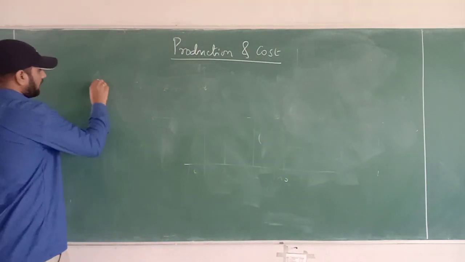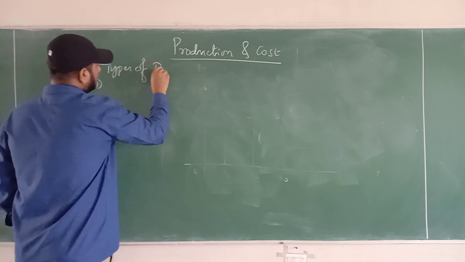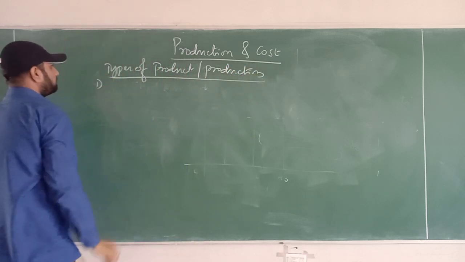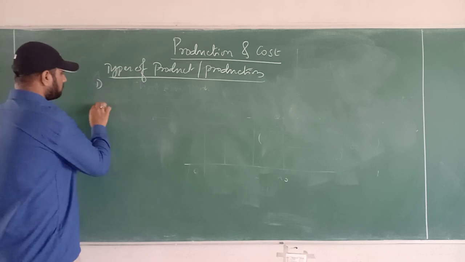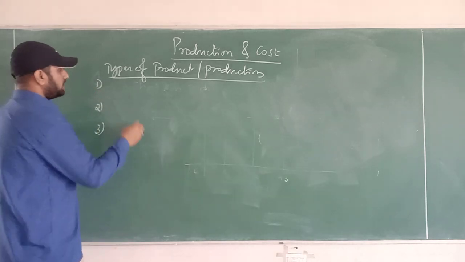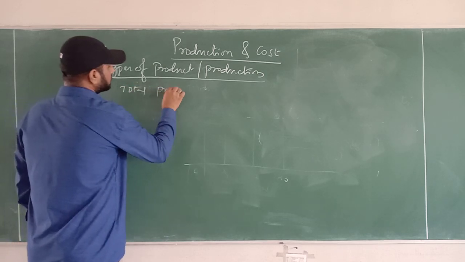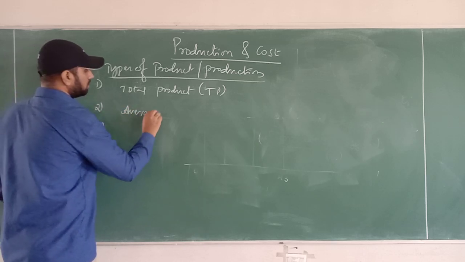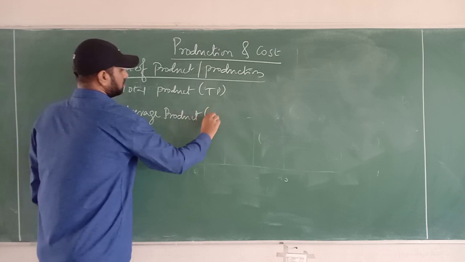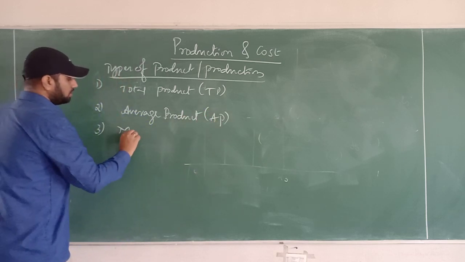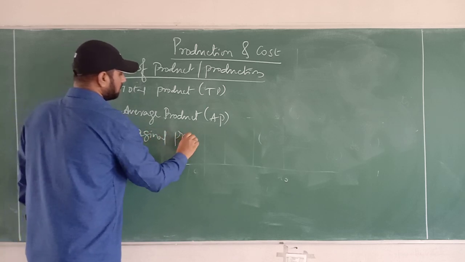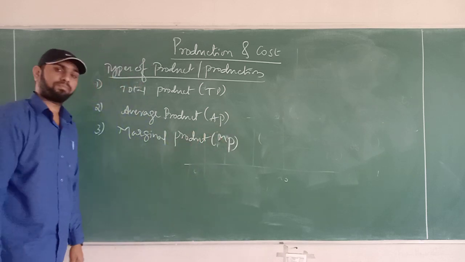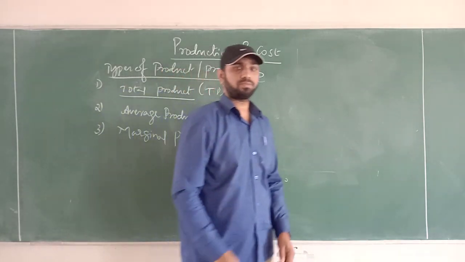So types of production were classified into 3. First one is total product, which is termed as TP. Next one is average product, AP. Third one is marginal product, that is called MP. Okay. So coming to the first one, TP, total product.